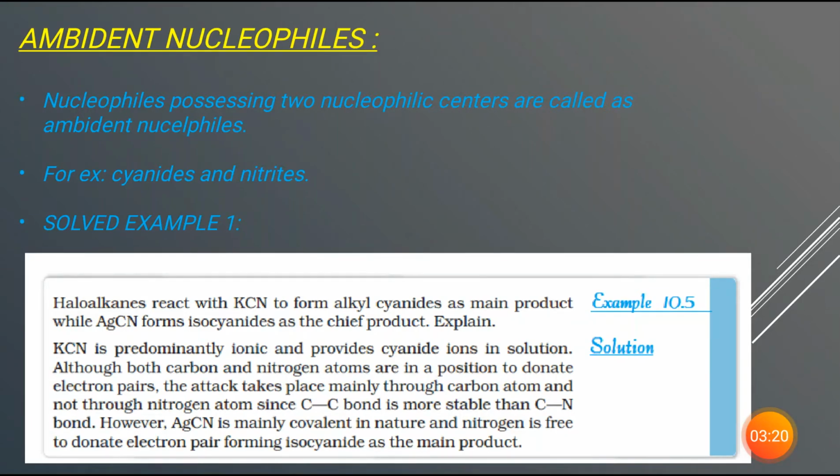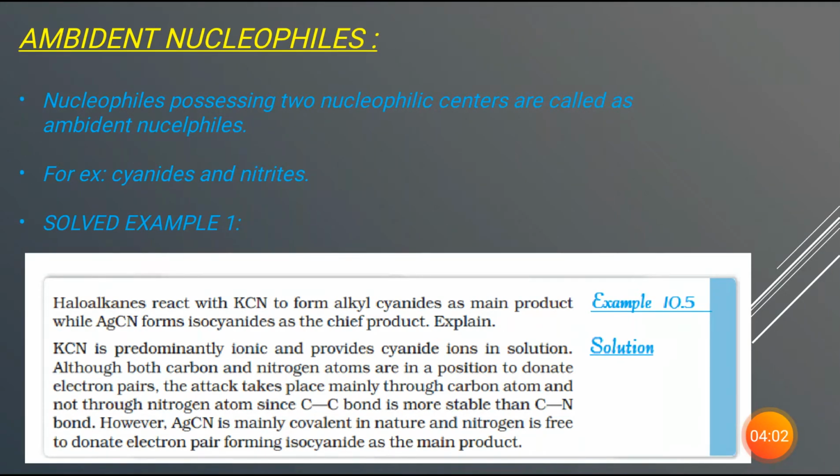KCN is an ionic compound. When you put KCN in aqueous solution, it furnishes ions as K plus and CN minus. Now in CN minus, you can see there's a solution given. The carbon can donate electrons. Here carbon is free to donate electrons because KCN is an ionic compound. So carbon is free to donate electrons, and cyanide is formed as the major product. Whenever the nucleophilic attack takes place through carbon, the product formed is a cyanide.